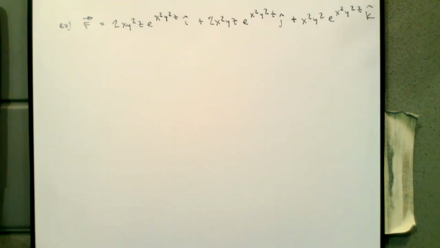What you want to notice is that we've got this e to the x squared y squared z. That's in common with all of our components. And the stuff out in front is just the derivative of the inside with respect to x, the derivative of the inside with respect to y, and the derivative of the inside with respect to z. So we could think of doing a substitution. In integration, if we don't see it right away, the first thing we should think of is substitution anyway.